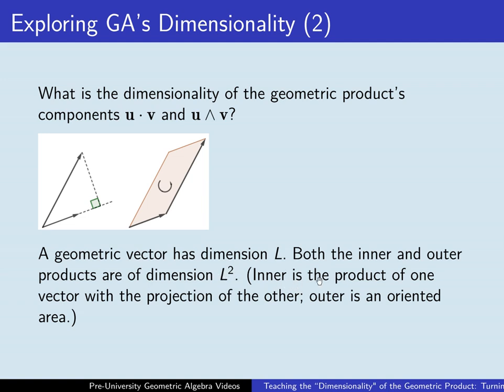Why is this? Well, the inner product is a product of the length of one vector here with the projection of the other one upon that. I could have phrased that differently, but I think you all are familiar with this idea. In contrast, the outer product is an oriented area, like the area of this parallelogram that's formed. So both of these components here are of dimension L squared.